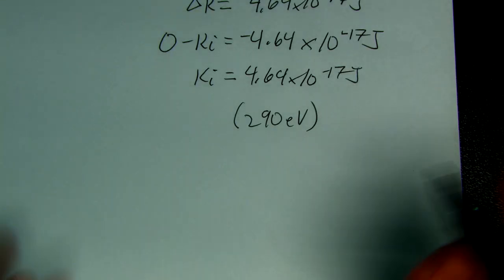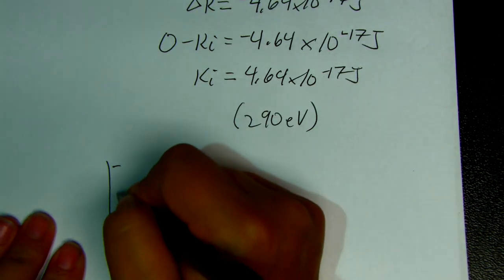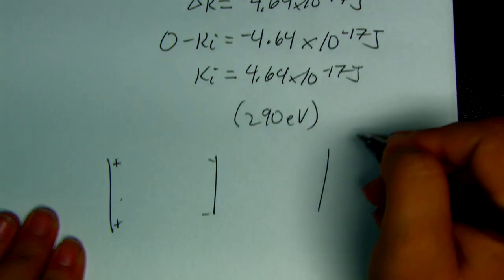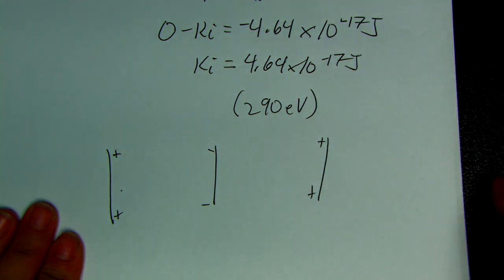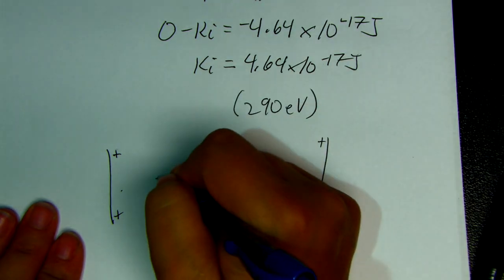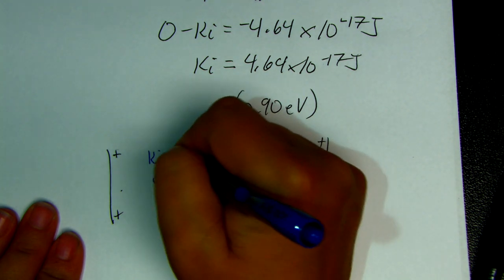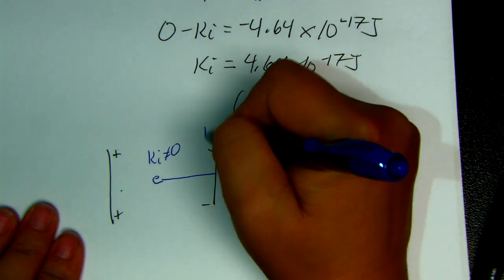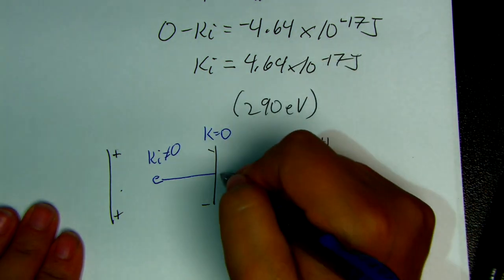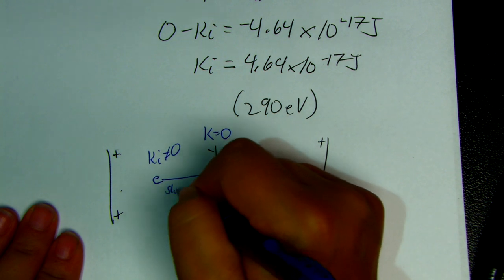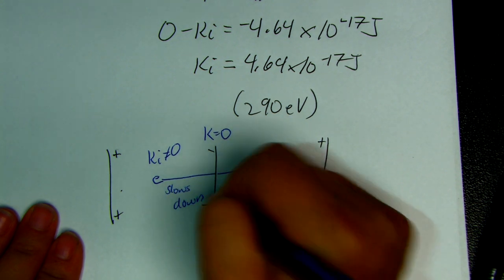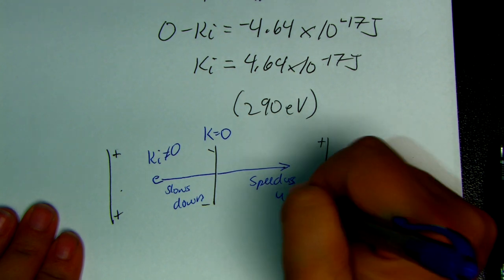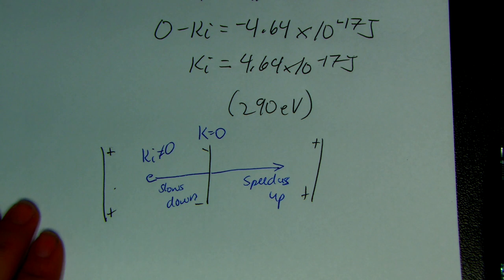So essentially what's happening in this situation is that your electron has Ki non-zero, and it slows down until K equals 0, and then it speeds up. So it slows down to a stop, and then speeds up. All right, and there you have it.